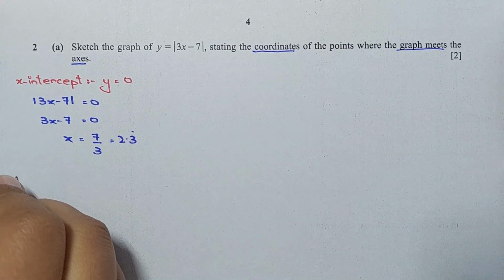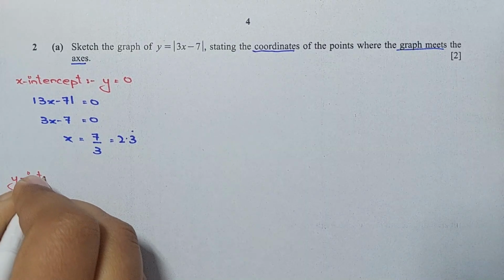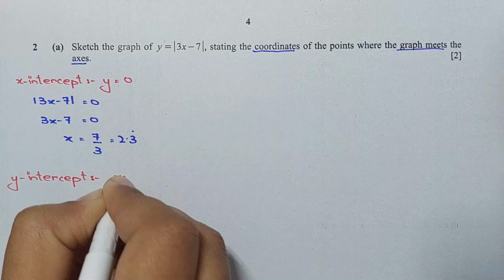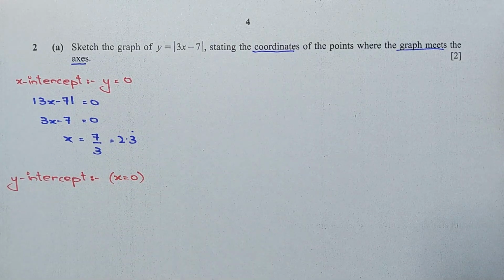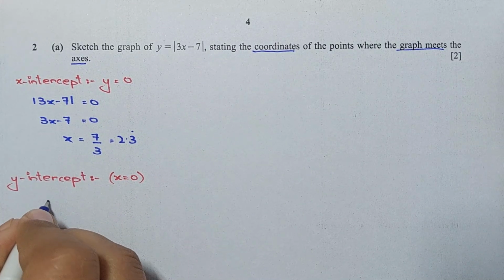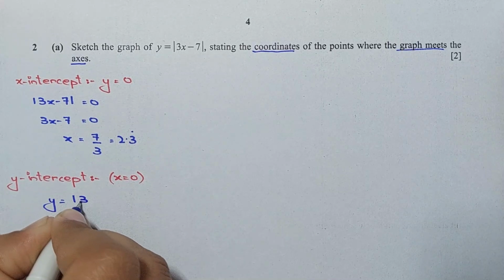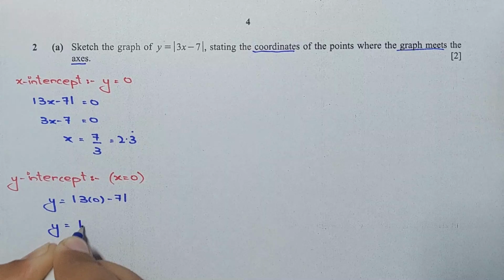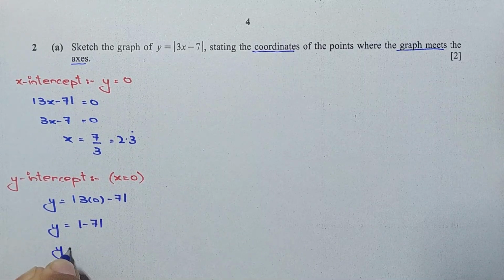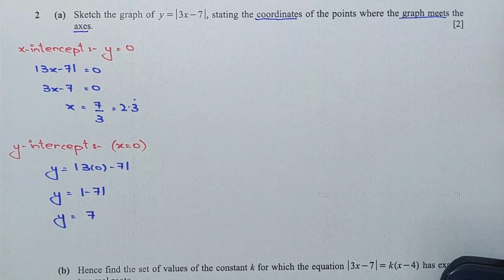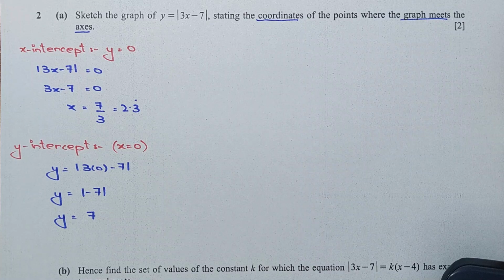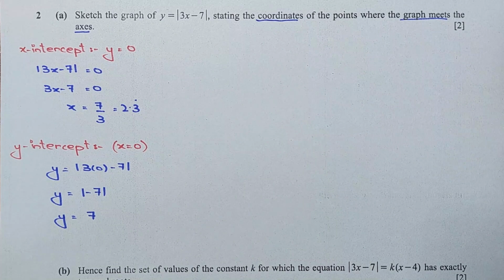Now let me figure out the y-intercept. For the y-intercept, we put x equal to 0. So when x is 0, y equals the absolute value of 3 times 0 minus 7. 3 times 0 is just 0, so y is the absolute value of negative 7. The absolute value of a negative number is a positive number, so the y-intercept is 7. The x-intercept is 2.3. Okay, so let me graph this out.